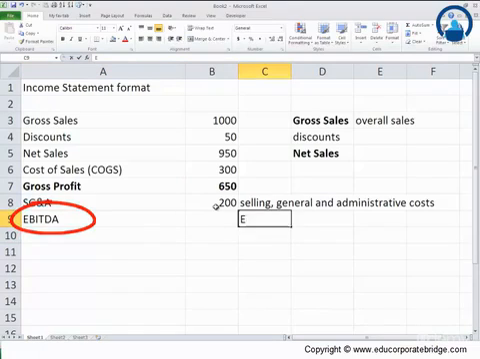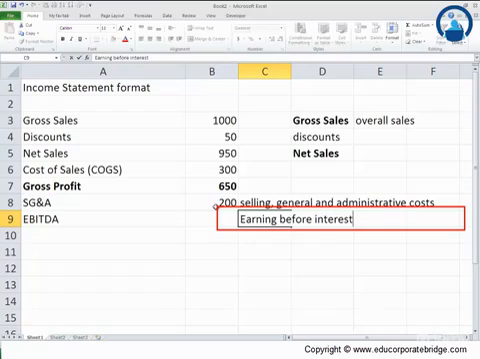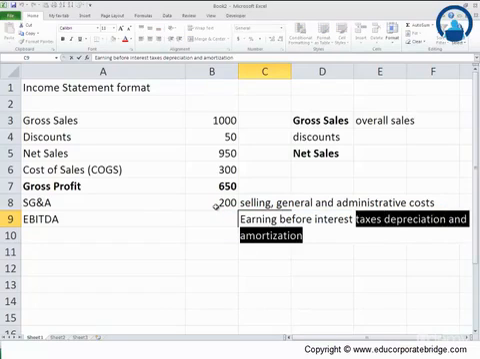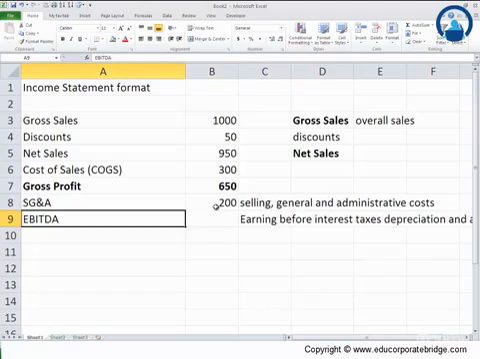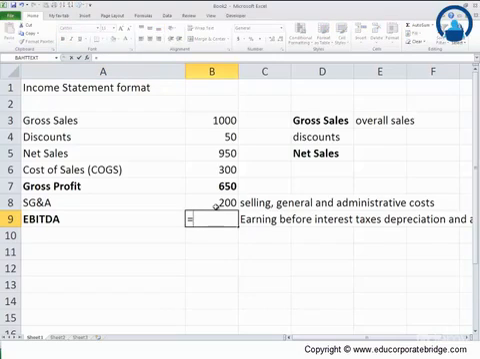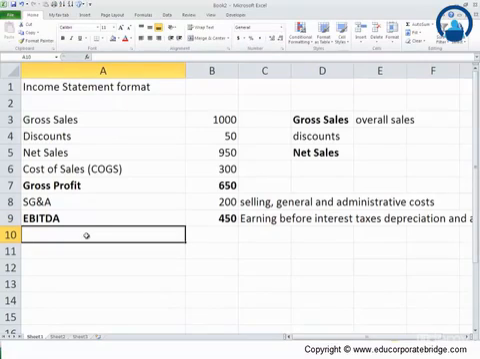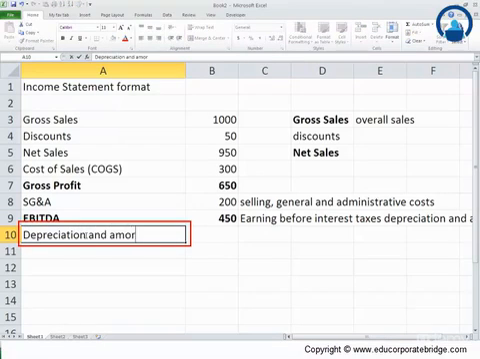What is EBITDA? EBITDA is earnings before interest, taxes, depreciation and amortization. So whatever is the earning before interest, depreciation and amortization is called EBITDA, and this is quite famous in analysts' terminology, and they frequently track EBITDA numbers of various companies for their discussions and calculations. So let's calculate EBITDA. EBITDA is gross profit less selling, general and administrative expenses, and it comes out to be 450.